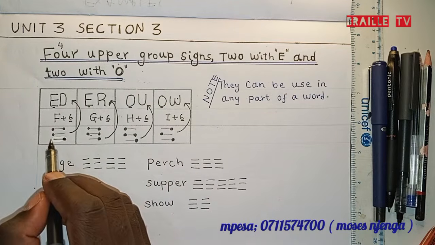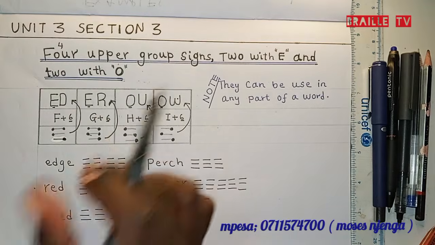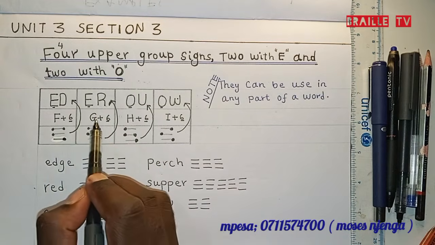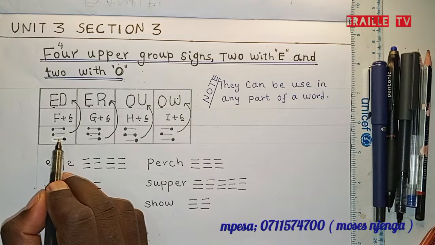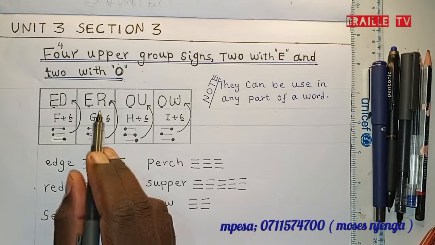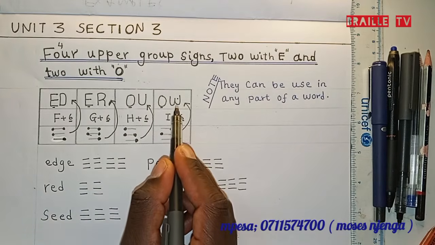Whereby we use letter F, G, H, I in that order, and then we add dot 6 to each letter. Therefore, this one is ED, this one is ER, this one is OU, this one is OW.